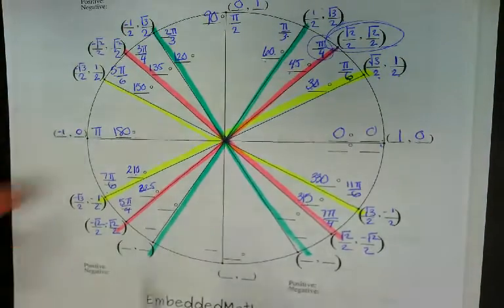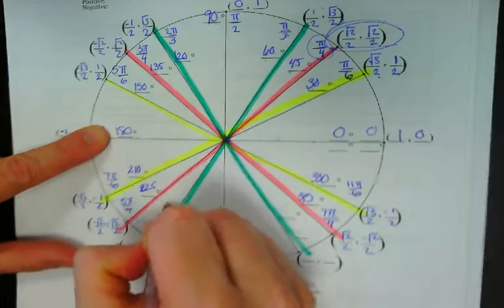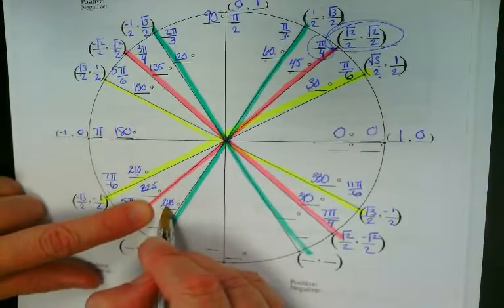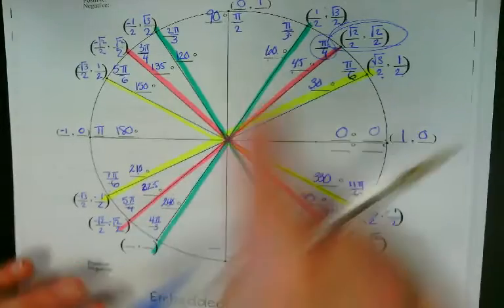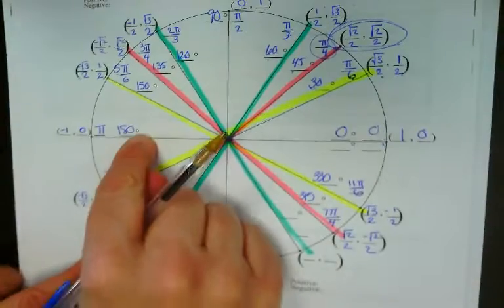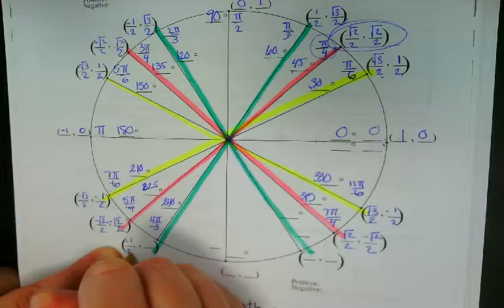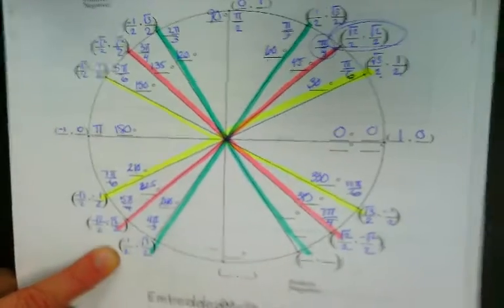So if I'm 60 above 180, that's going to put me at 240. How many 60s are in 240, or 6 into 24? 4 pi over 3. Coordinates stay the same, except the x is negative and the y is negative. So negative 1/2, negative root 3 over 2.